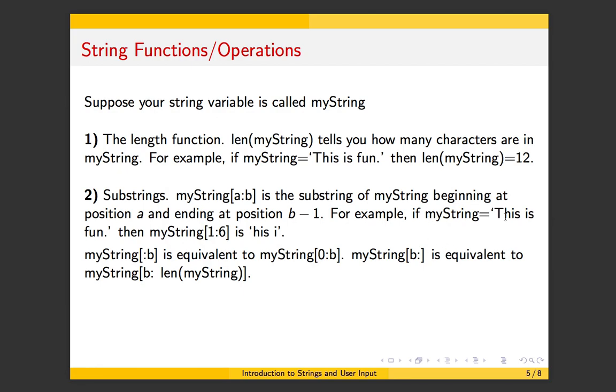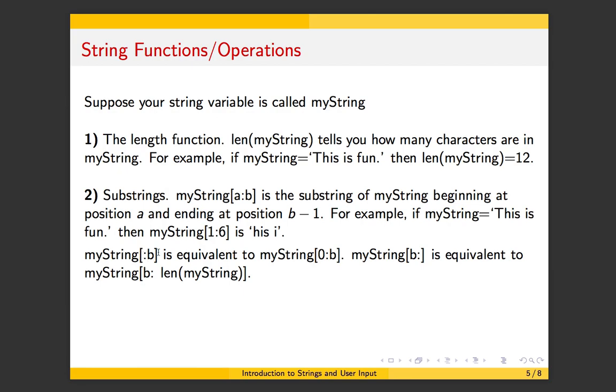So anyway, if my string is, again, this is fun, my string square brace 1 colon 6, you go to character 1, which is H, because capital T is character 0. And then you go up to character 5. So H is 1, I is 2, S is 3, space is 4, I is 5, and then you stop. So my string 1 colon 6 is his space I. So again, not to belabor this point, but notice you don't get that 6th character S right there.